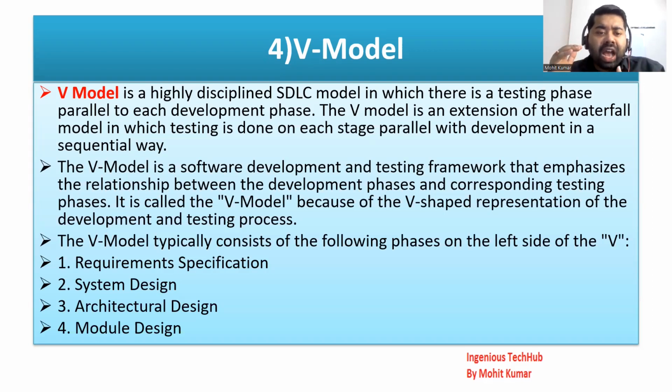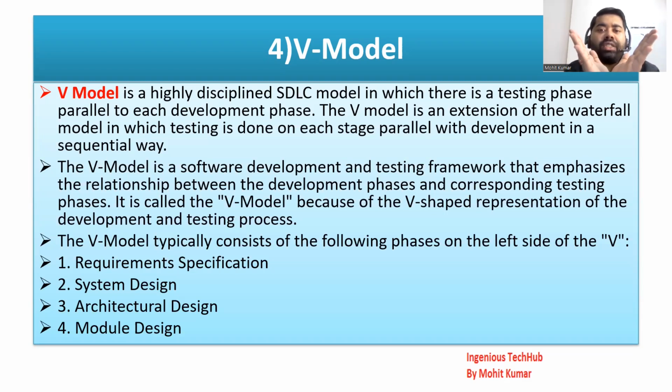So the V model is a highly disciplined SDLC model in which there is a testing phase parallel to each development phase. Whatever we develop in the development phase, parallelly we are doing the testing as well. The V model is an extension of the waterfall model in which testing is done at each stage, parallel with development, in a sequential way. You can see this is the V model. One side is your development and one side is your testing phase.